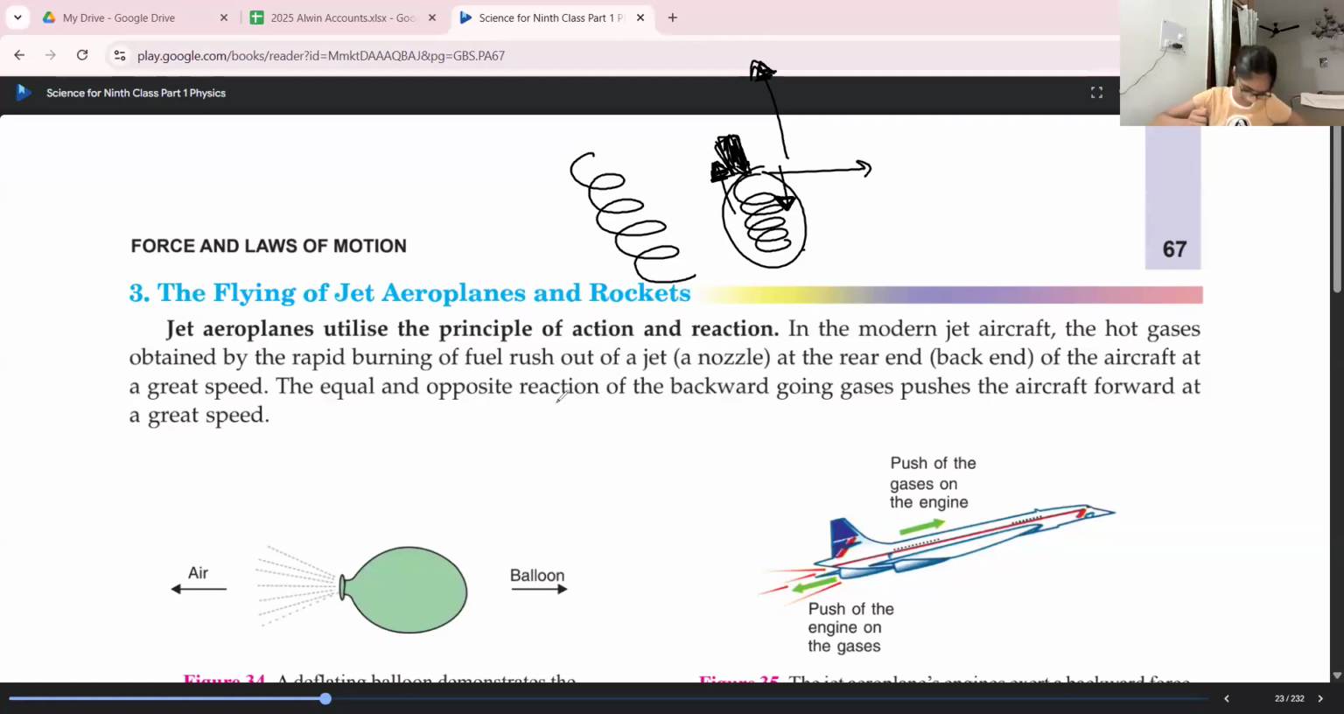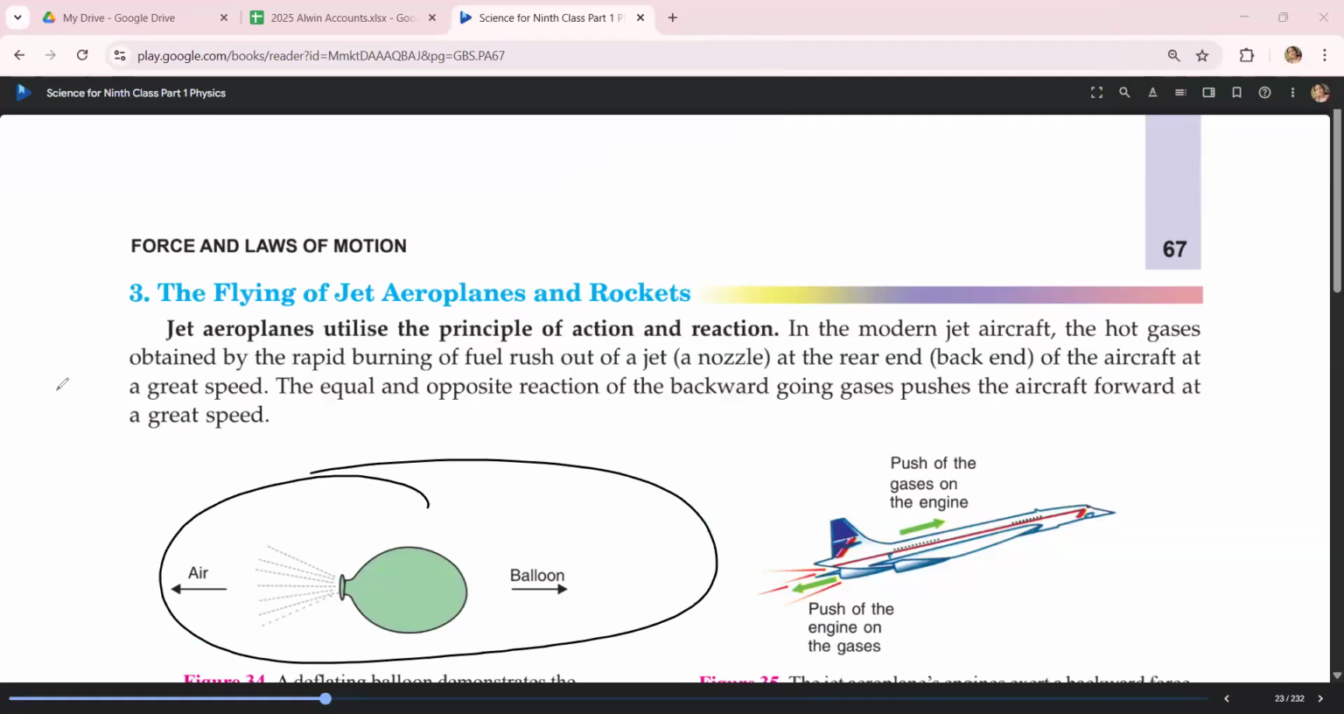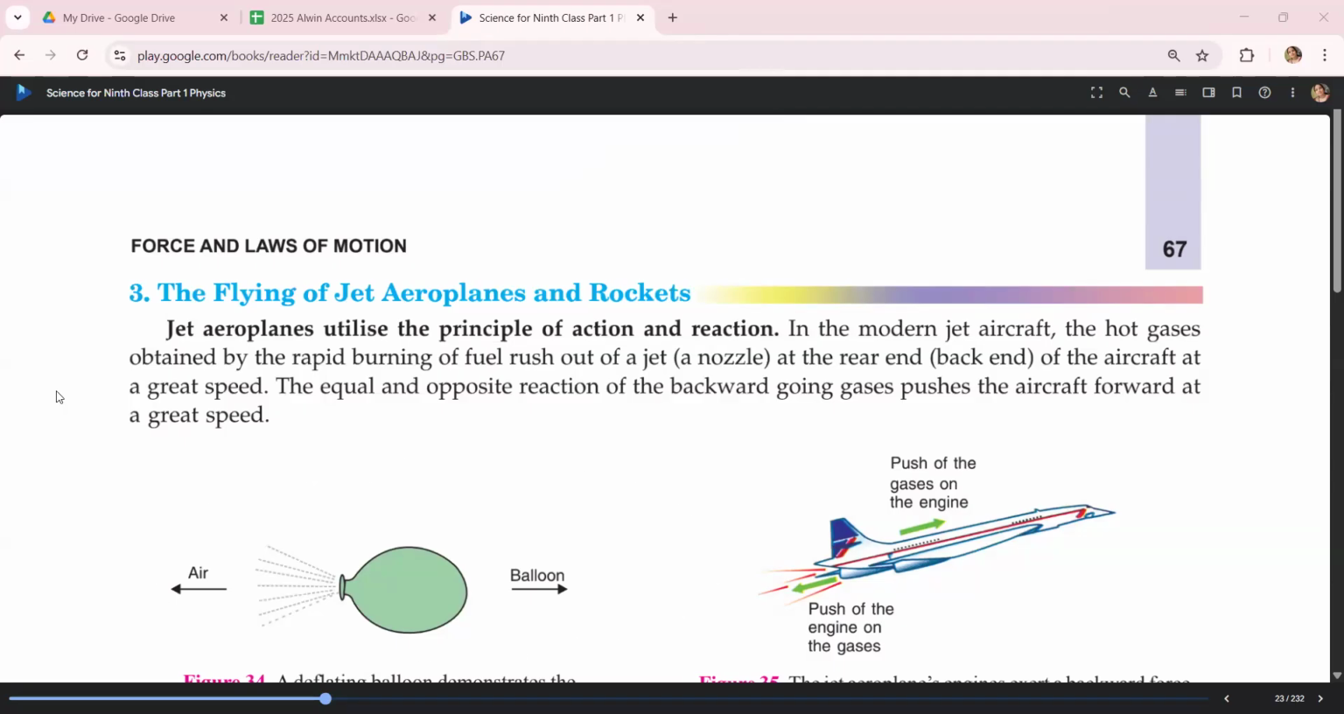Clear? Yes, ma'am. Okay. Now, have you tried this activity? Is there anyone having a balloon at home right now? Ma'am, me. Get the balloon, beta, quickly. We will now try this activity: when you fill the balloon and you release its mouth, you have not tied it up, what will happen?